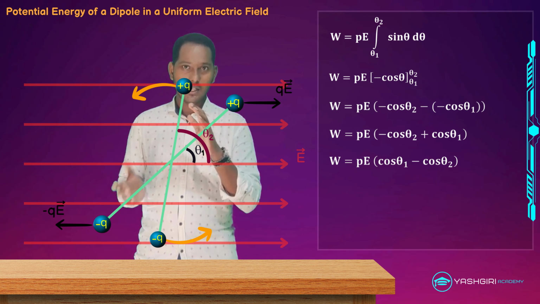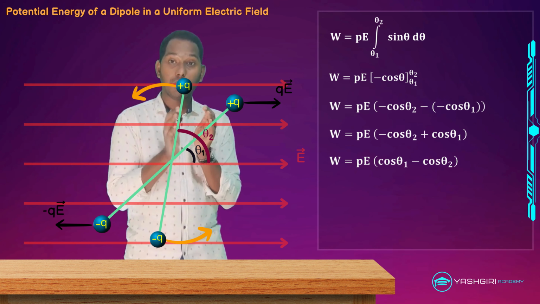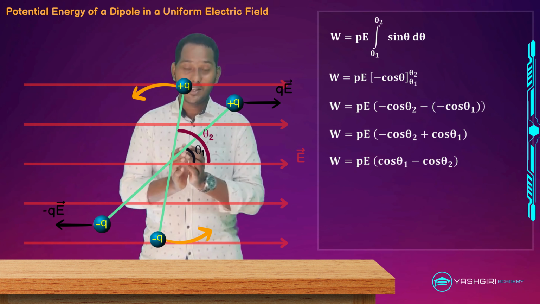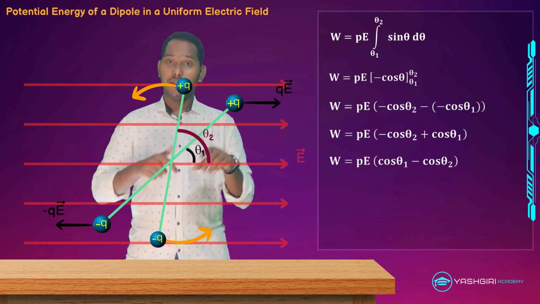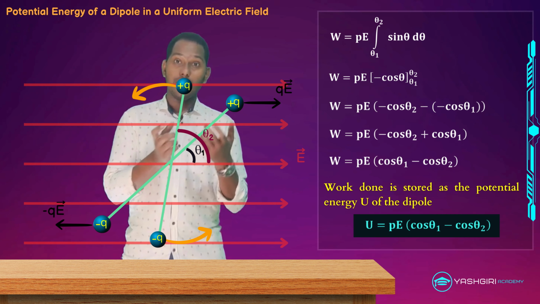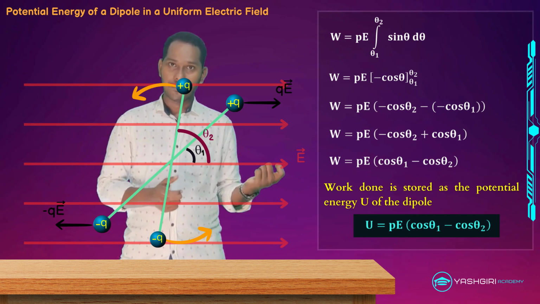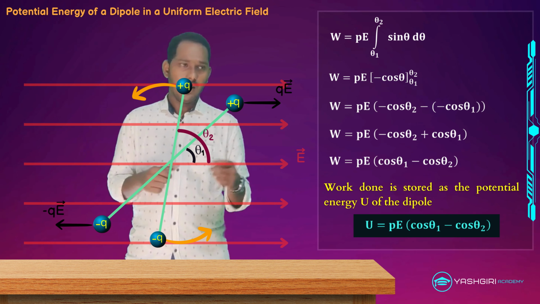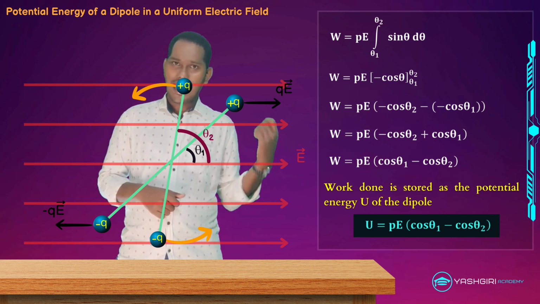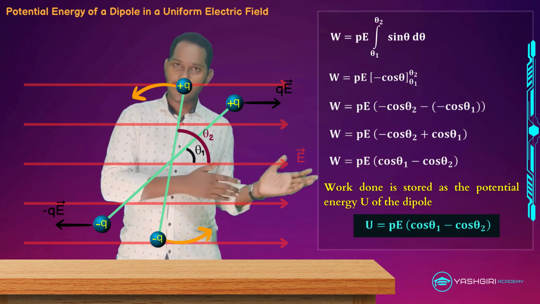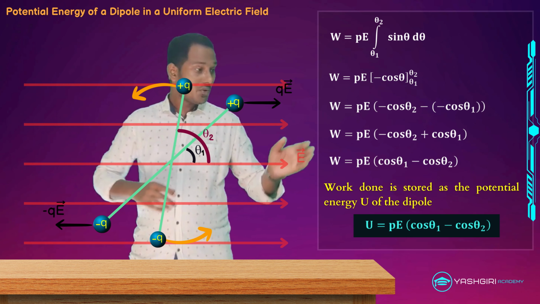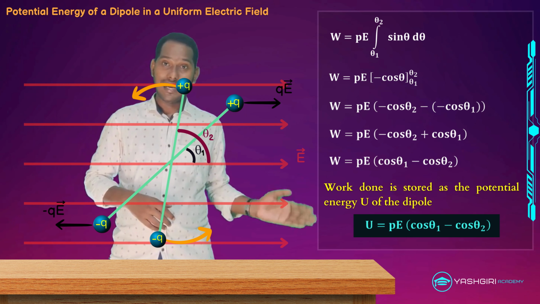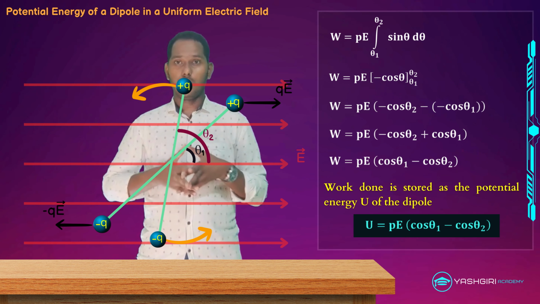Now, since we know that the work that we're going to do here in moving this dipole will be getting stored in the form of potential energy, instead of W, I can write a capital U, which is nothing but the potential energy, right? The potential energy of a dipole when it is placed in an external electric field is going to be, students, dipole moment into electric field into, inside a bracket, cos theta 1 minus cos theta 2. So this is the equation that we are having here, right? So you can make a note of it.